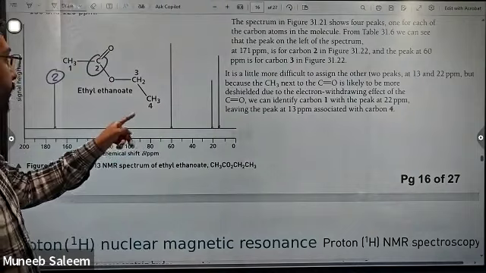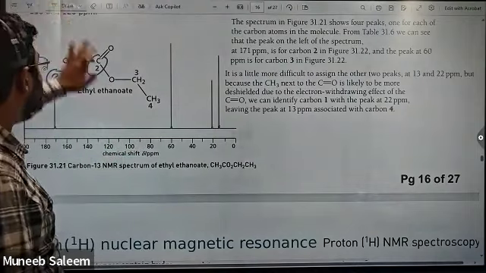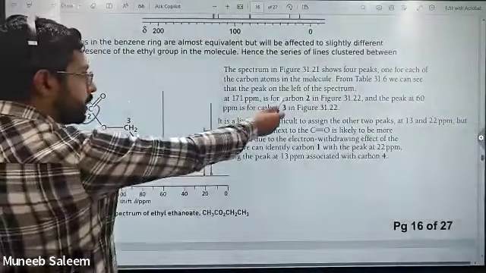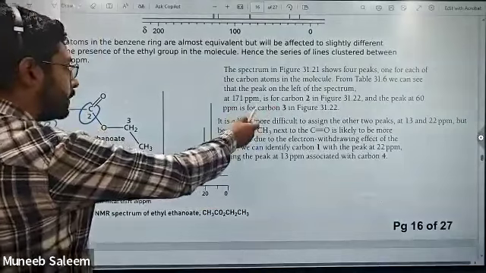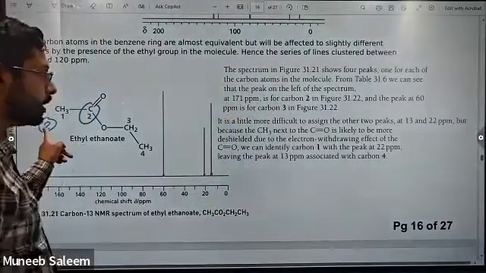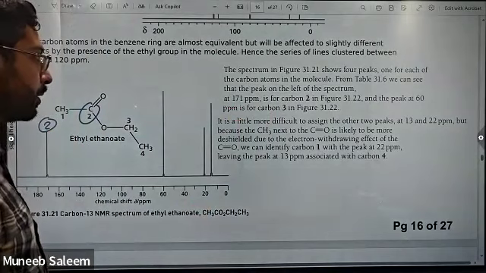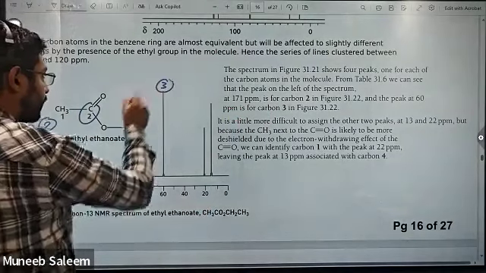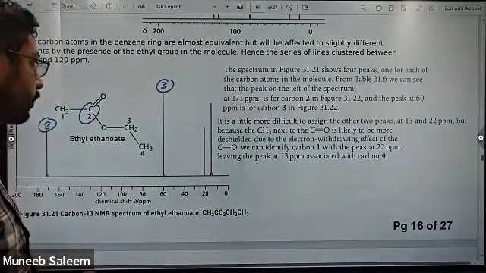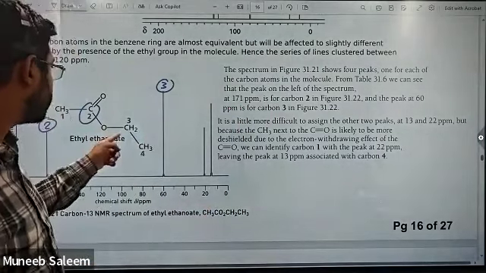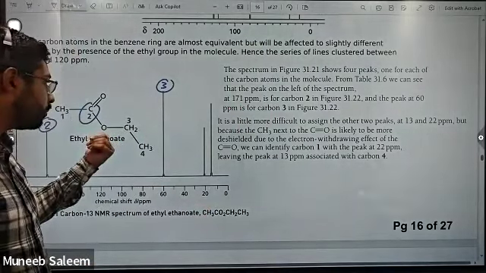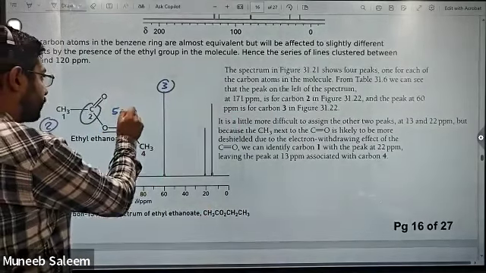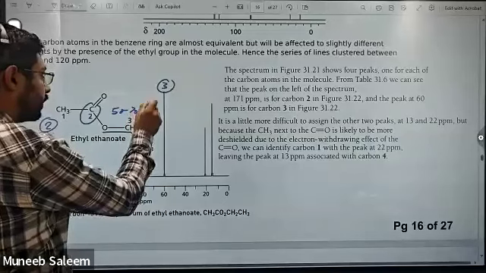Now the values are given in this paragraph. We can see that the peak on the left of the spectrum at 171 ppm is for carbon 2. That's what we have indicated. And the peak at 60 ppm is for carbon 3. 60 is carbon 3. This is carbon 3 over here, represented by this carbon. Now why is it 3? Because 3 is present with the oxygen atom. We said for this type of the chemical shift, its value ranges from 50 to 70 ppm. So that's why this is the carbon 3.